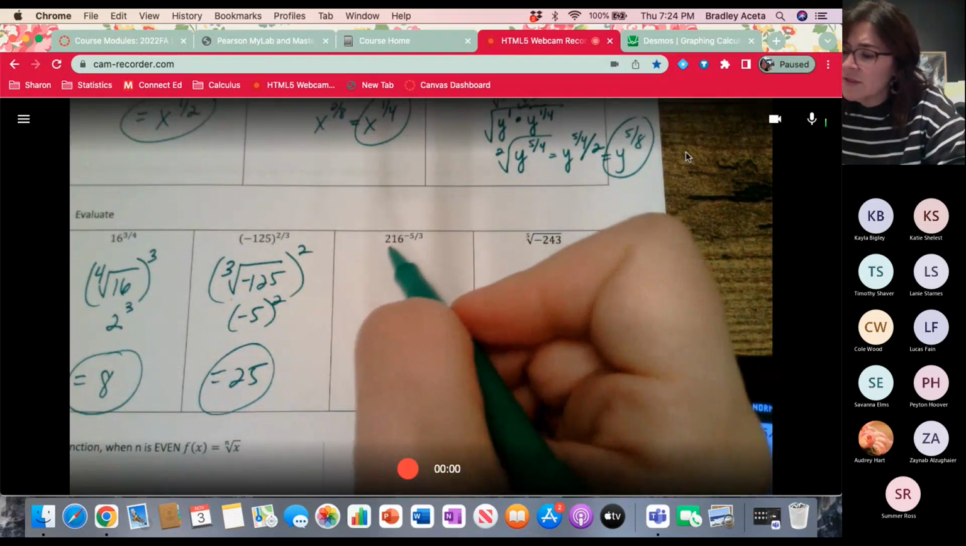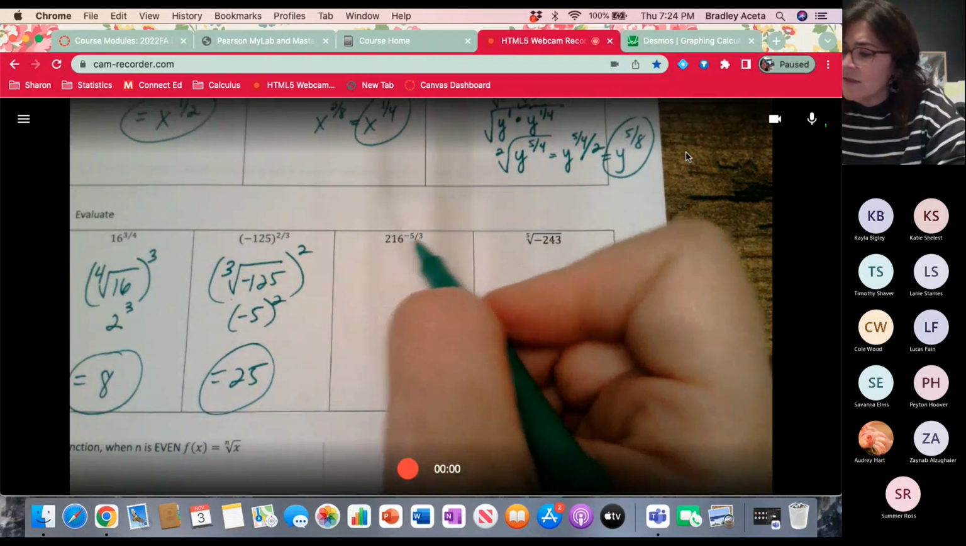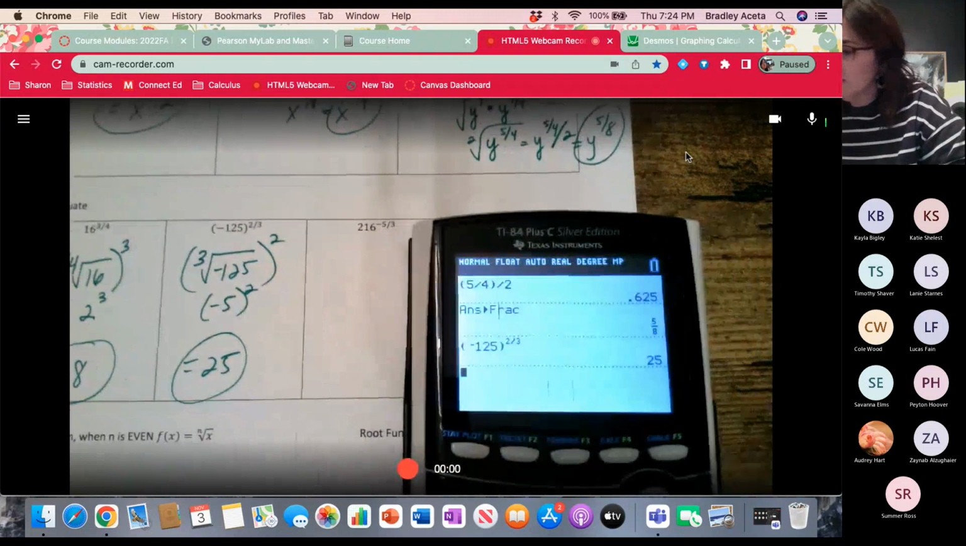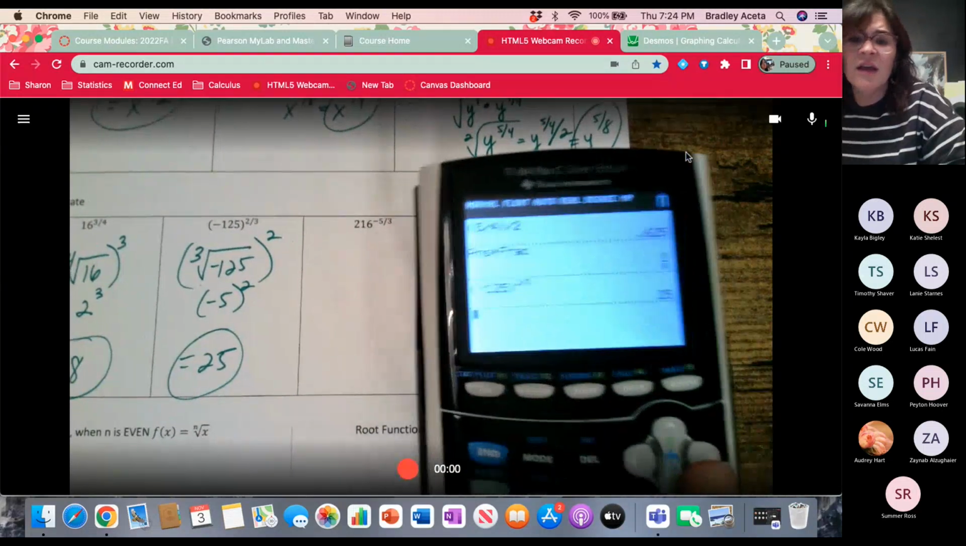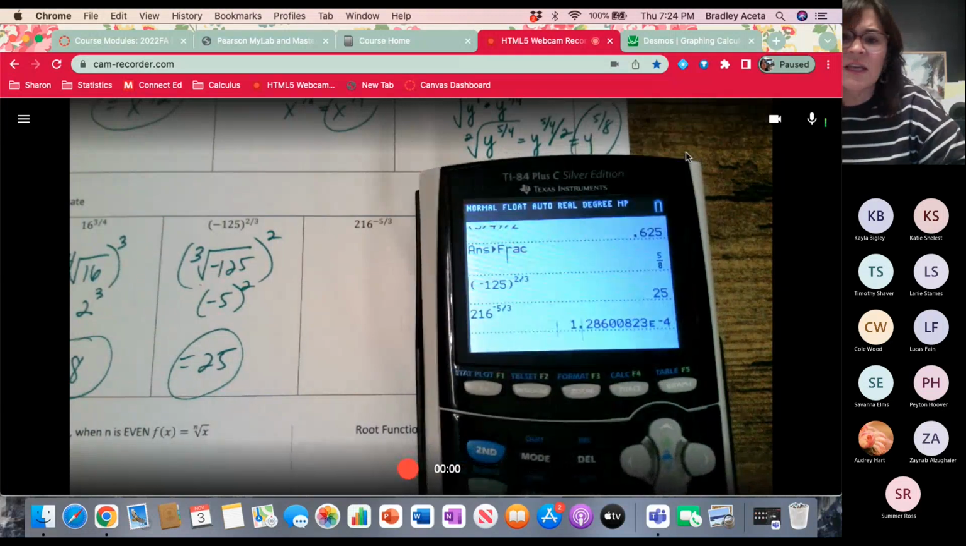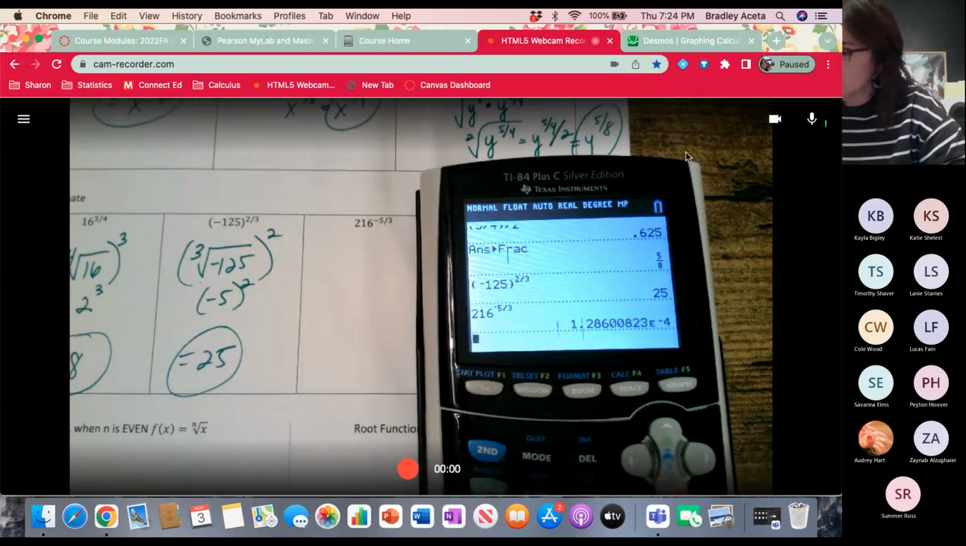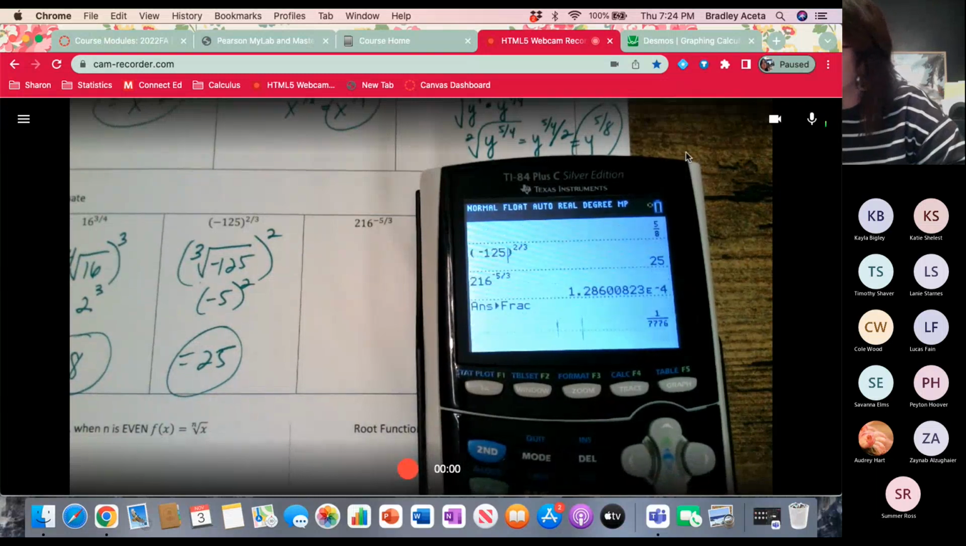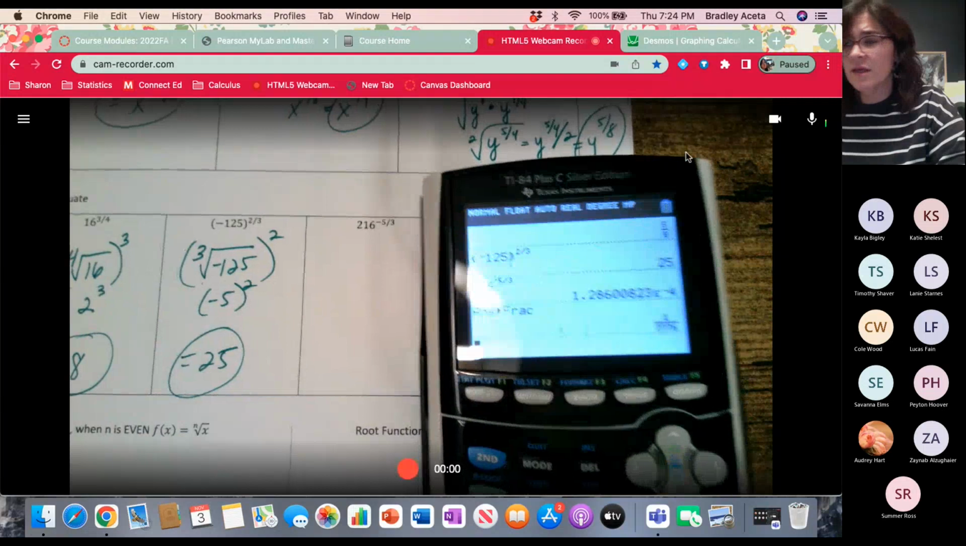So this one, now this is 216 to the negative 5/3. So now this one is going to be not a pretty one. I'll tell you that right here. Just to show you, to the negative 5/3. Yeah, you get this E, you get this scientific notation. Even if you try to hit math frac, I don't believe it'll give it to you. Oh, it does. Never mind. I lied.